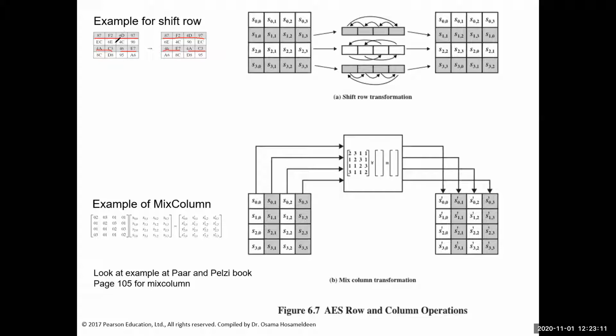Instead of shifting to the left as in the second row, in the last row we shift to the right-hand side. So 8C should be here, and D8 should be here, and A6, where is A6? We have to move it to instead of 8C. A6 is moved to here at the beginning, and 95 is moved to here. Okay, is it clear? No problem. I think this is very straightforward.